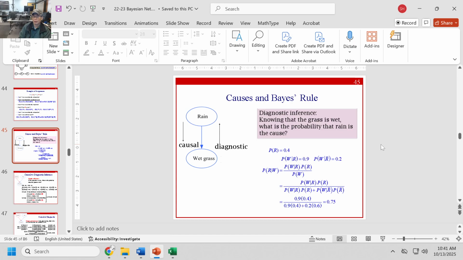So the simple Bayesian net, not Bayesian net, just Bayes rule. Rain and wet grass. Rain is 40% of the time, so sunny or no rain is 60%. Given rain, the grass is wet 90%, and given no rain, the grass is wet 20%. So far, 1, 2, 3. This is just like our signal detection theory. 3,000 engines, 5% are bad.